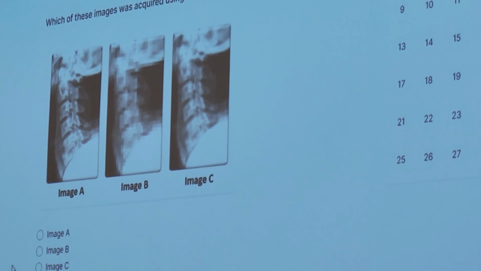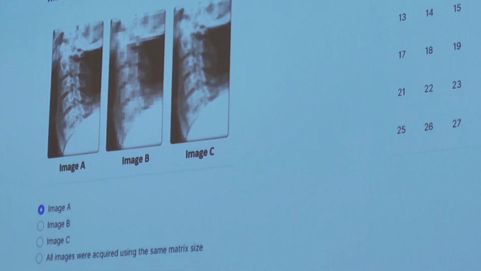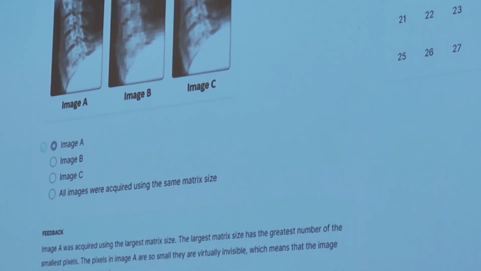Which was acquired using the largest matrix size? The A, the best one. So, matrix size. This is from last semester, right? Yeah, a large matrix size means a good image. I'm going with A. Yes, a large matrix means high spatial resolution, so it's a better image. A has our best spatial resolution. Oh, very good. Bringing back a PRE1.